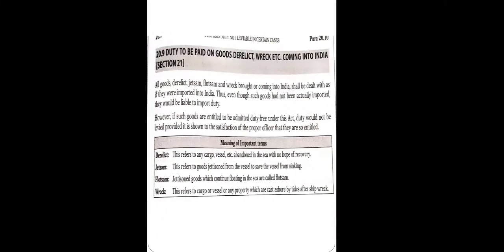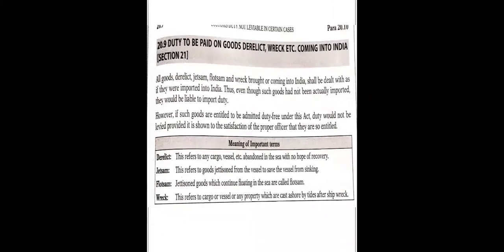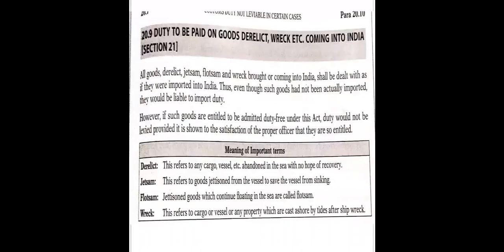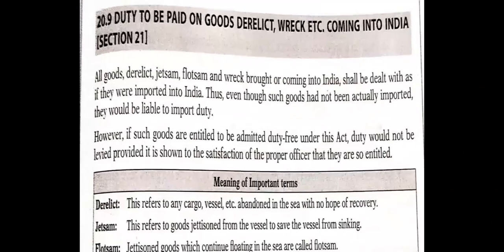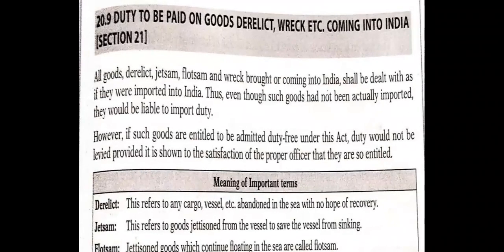Next is duty to be paid on goods, derelict, wreck, etc., which come into India as per section 21. All goods, derelict, jetsam, floatsam, and wreck brought into India shall be dealt with as if they were imported into India. Whenever these kinds of goods come to India, we should deal with them as if they are imported. Thus, even though such goods had not been actually imported, they would be liable to import duty. Even if these goods are not actually imported, maybe because of some reason they have come to India, we need to treat such goods as imported.